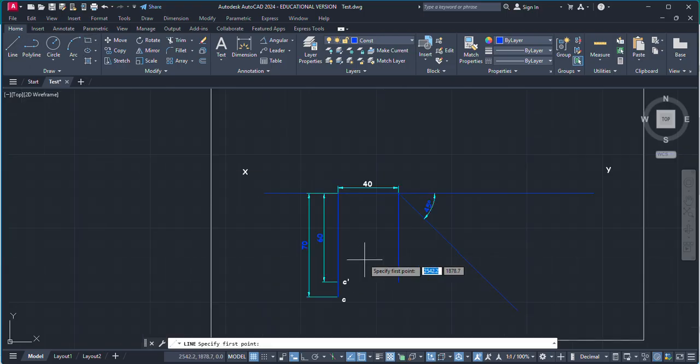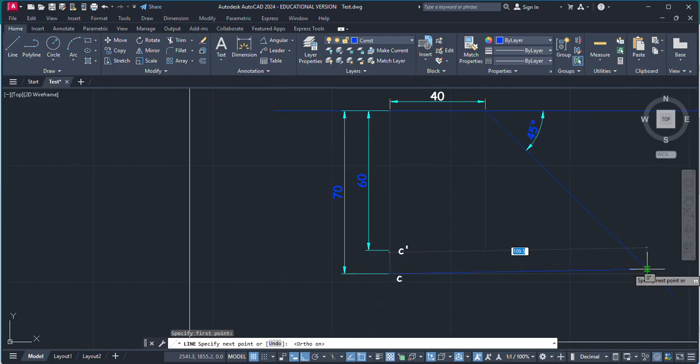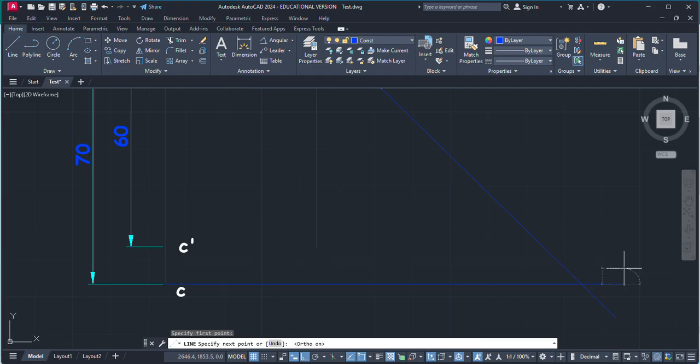Now from this top view, you have to create a horizontal line which is going to intersect with this inclined line.